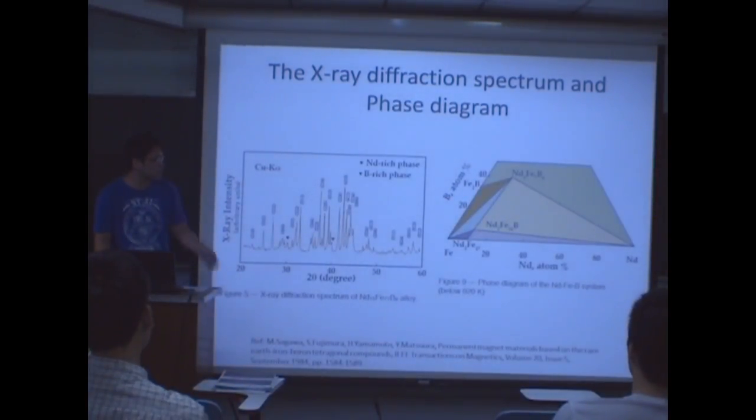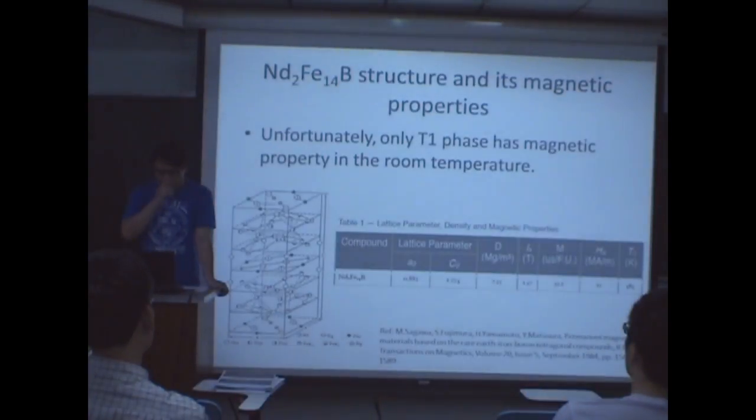And the left figure shows a phase diagram. We can find here is a T2 phase. So the neo system contains the T2 phase. Okay. The neo system has three phases. Unfortunately, only the T1 phase has a magnetic property at room temperature. So we need to talk about the T1 phase.